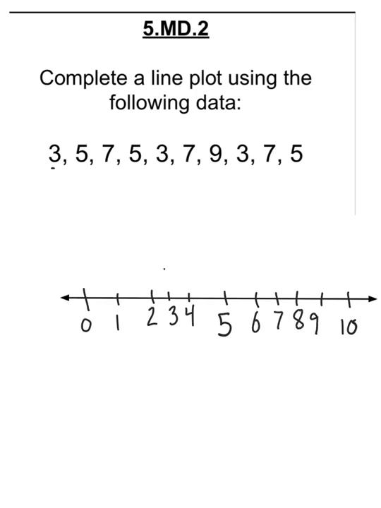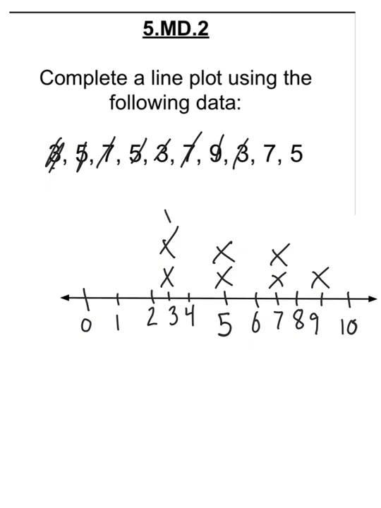All right, so I've got 1, 3, 1, 5, 1, 7, another 5, a 3, a 7, a 9, another 3, another 7, and another 5. Oh, look at that.